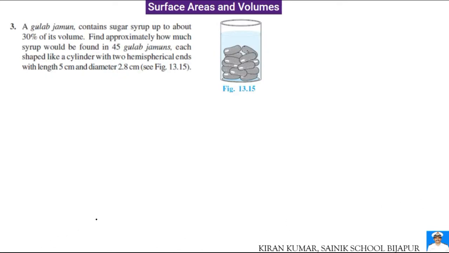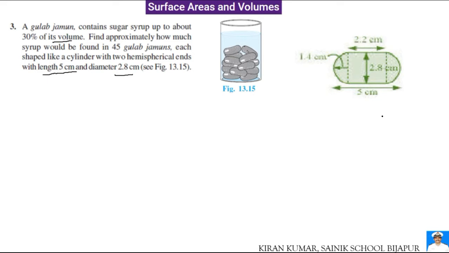Question 3. A gulab jamun contains sugar syrup about 30% of its volume. Find approximately how much syrup would be found in 45 gulab jamuns, each shaped like a cylinder with 2 hemispherical ends, with each length 5 centimeter and diameter 2.8 centimeter. So basically the jamun is shaped like a cylinder. At the ends there are 2 hemispheres. It would look like this.